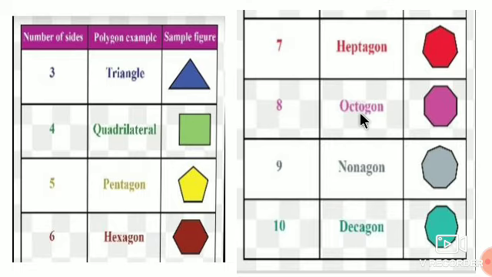Octagon. Octo means 8. Octopus. You know the octopus. Octopus has 8 arms. So octagon has 8 sides. 1, 2, 3, 4, 5, 6, 7 and 8. Nonagon. It has 9 sides. 1, 2, 3, 4, 5, 6, 7, 8 and 9. It has 9 sides. And last, decagon. It has 10 sides.